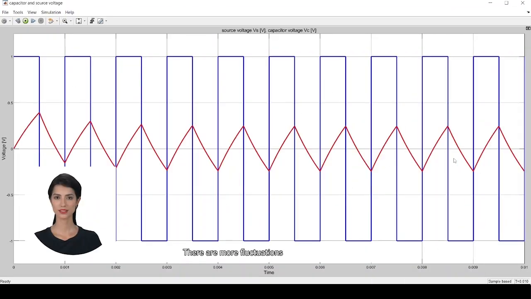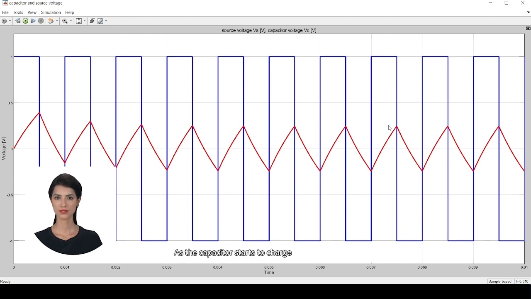There are more fluctuations, so let's focus on the right side of the graph first. You'll notice that the amplitude of the capacitor voltage stabilizes, but it's clear that the capacitor voltage, in red, is much smaller than the source voltage, in blue. Why? The capacitor simply can't keep up. It doesn't charge and discharge fast enough, just like we saw at lower frequencies.